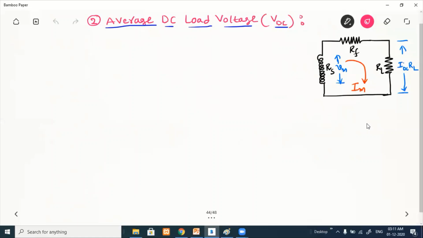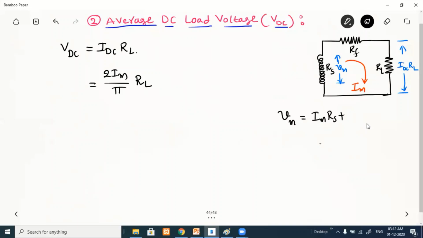So the average DC load voltage VDC is equal to IDC into RL. IDC we already calculated, that is 2IM by pi into RL. Then I am trying to calculate IM. So I am assuming the current flowing in this circuit is IM, and the secondary voltage is VM. Means VM must be equal to IM into RS plus IM into RF plus IM into RL.